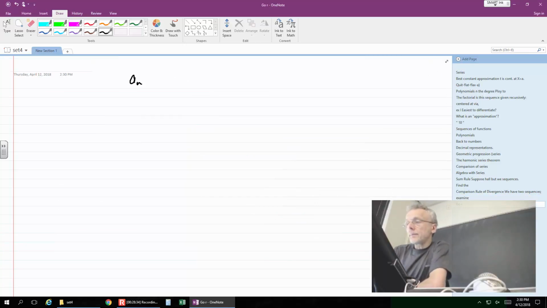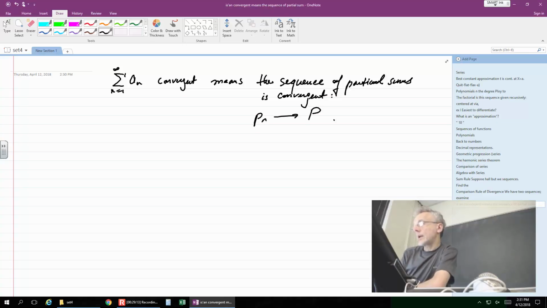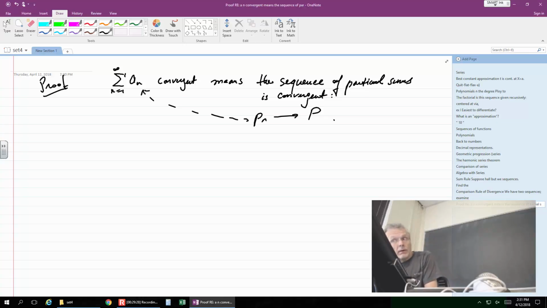Okay, so the sum of a_n is convergent. Now we have to take this apart in order to examine. What this means is that the sequence of partial sums is convergent. So P_n converges to some P, whatever that number is. Now we go back, once again unwrapping everything, and I have to actually point out the direct relation between the two. That's what the theorem is about, the relation between the partial sums and the sequence itself.